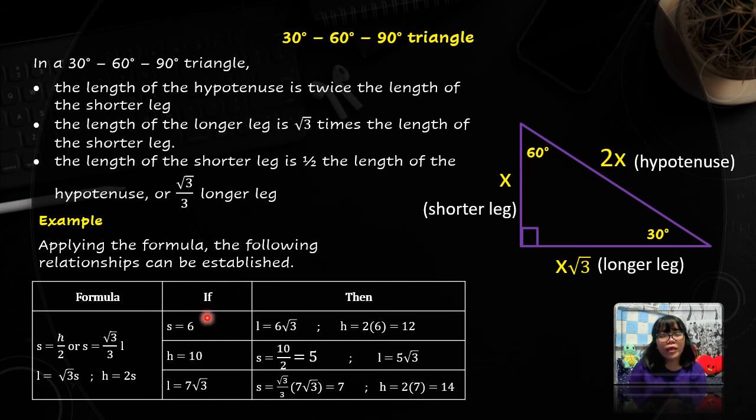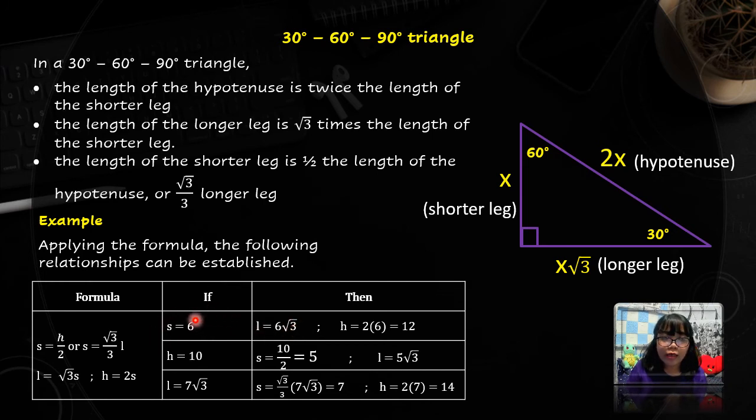Now here, given the shorter leg, if the shorter leg is equal to 6, what will be the values of the longer leg and the hypotenuse? So shorter leg to longer leg. Again, if given the shorter leg, to get the longer leg, we need to multiply the shorter leg by square root of 3. So 6 times square root of 3 is 6 square root of 3. So that is the longer leg.